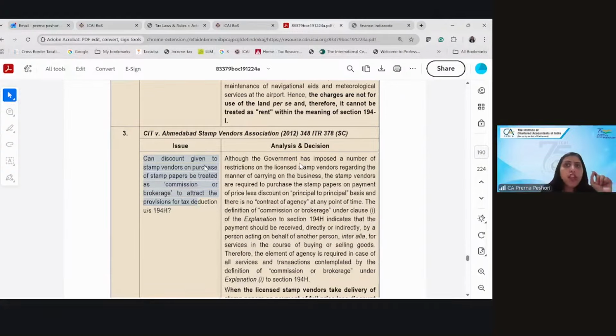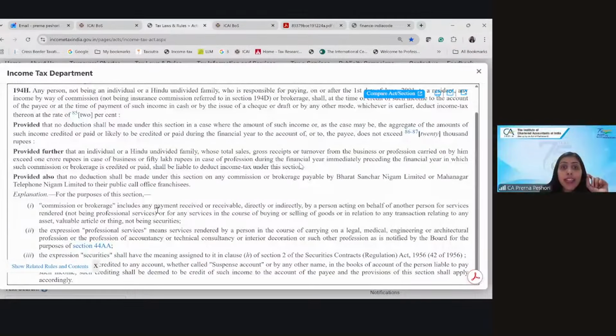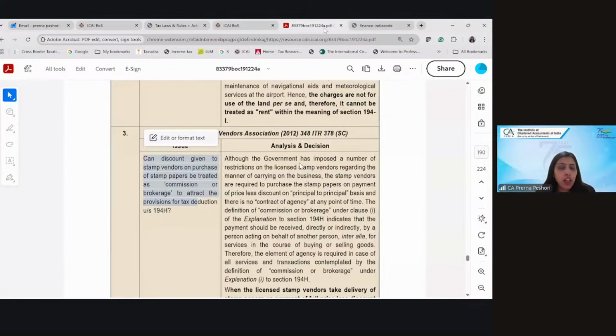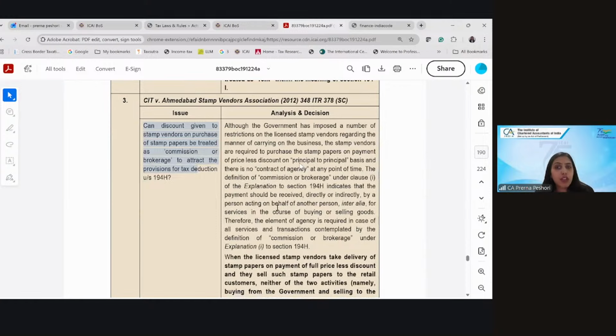So the definition of brokerage or commission which is given under 194H says it includes any payment by a person acting on behalf of another person. Here the vendor purchases, let's say, 100 rupees stamp paper in bulk at a discounted price. I'm not acting as an agent for the government. So the contract is on a principal to principal basis. There is no contract of agency.